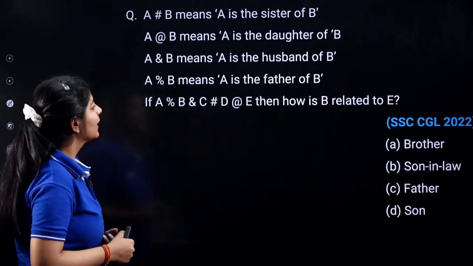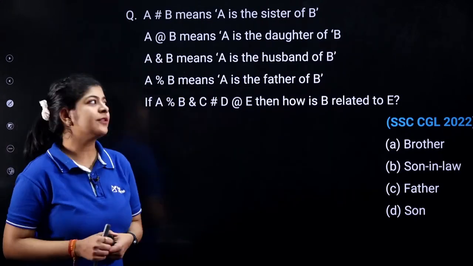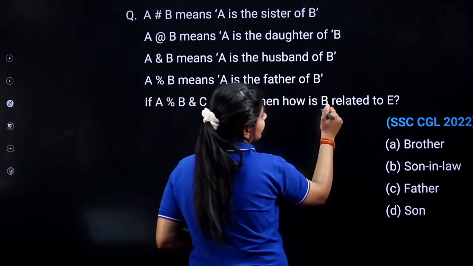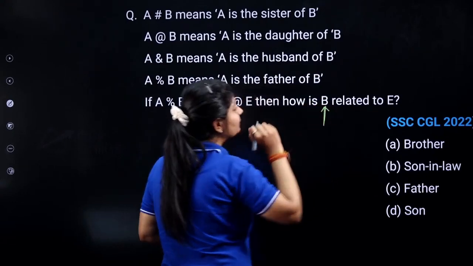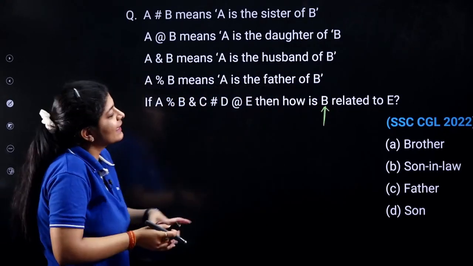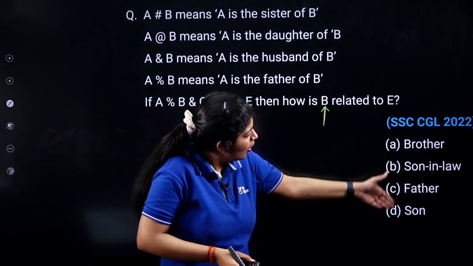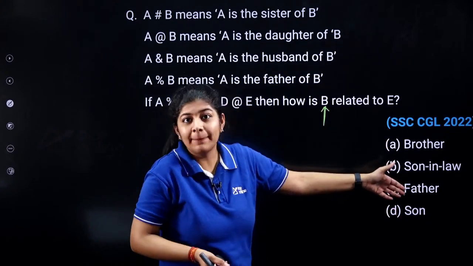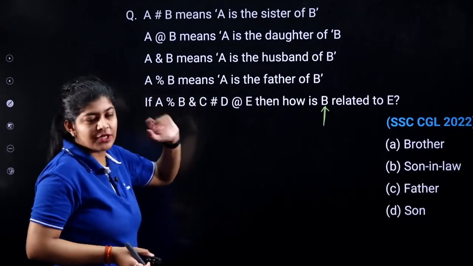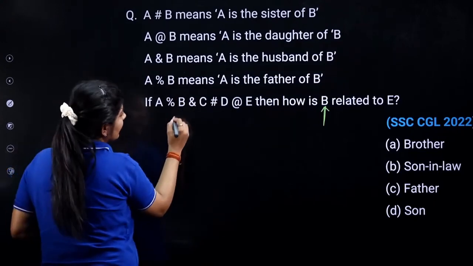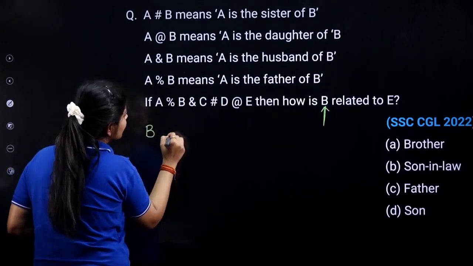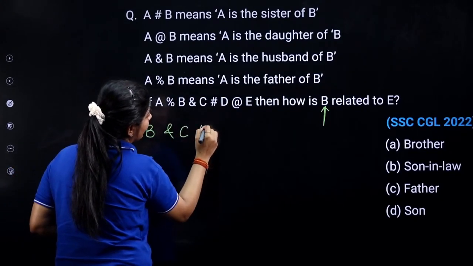Okay, let's see. Here what we need to do is determine how B is related to E. That means the gender of B is important. But as I can see, all the options given are from the male category, so there is no point checking it. Here I just need to check the generation gap.